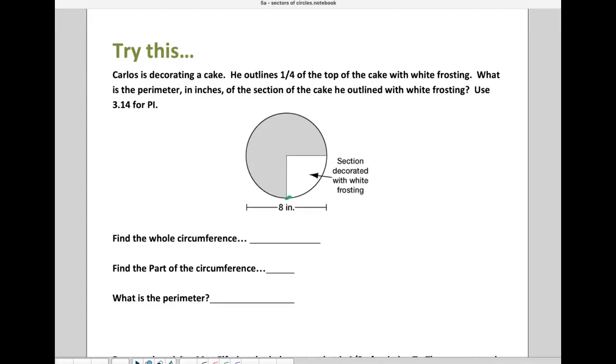I have laid it out as what you need to find step by step, and I did this on the homework too. So start by finding the whole circumference. How do we find circumference? C equals, shout it out, pi times diameter. So 3.14 times, what's the diameter of that circle? Diameter. Josie, 8. Okay, right here it shows us that 8 is the diameter. So 3.14 times 8 is 25.12.